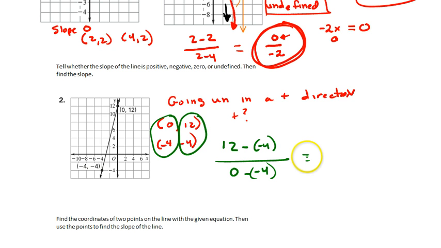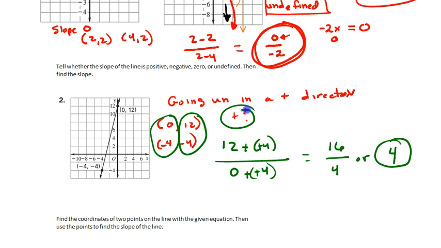Alright, let's calculate that out. 12 minus a negative 4, if I add the opposite, that gives me 16. If I add the opposite here, it gives me 4. Alright, I'm going to simplify this so it would be 4. So I guessed it was positive, and I ended up with a positive slope. So the slope of this line is 4.